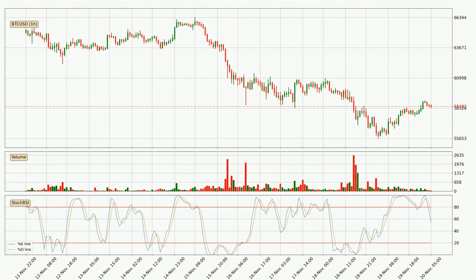Moving to the hourly stochastic RSI, the stochastic RSI currently shows no overbought or oversold conditions, but the %K line is below the %D line, which means the current trend is on the downside.